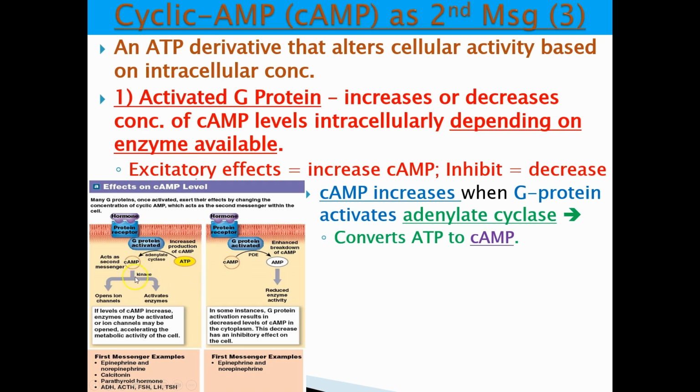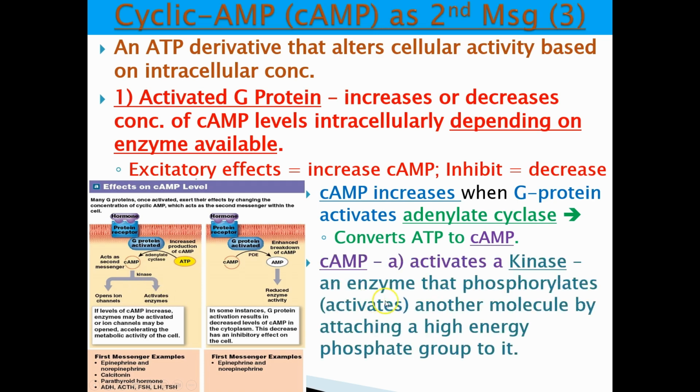cAMP ultimately leads to the opening of ion channels, just like we saw back there. So it can literally lead to calcium coming in, or it can literally activate enzymes by activating kinases. All right, so cAMP can activate a kinase. That's one option. This is an enzyme that phosphorylates. The word phosphorylate simply means activate.